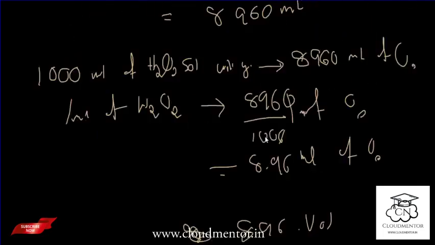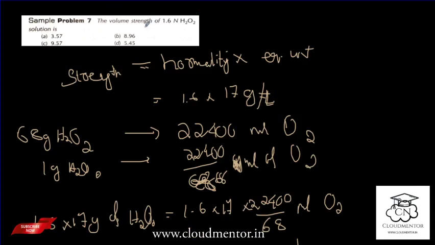So option B is the right answer. So moving to the next question. 5 milliliter of H2O2 solution liberates 0.508 gram of I2, that is iodine, from an acidified KI solution. The strength of H2O2 solution in terms of volume strength at STP will be dash. So we need to find that.